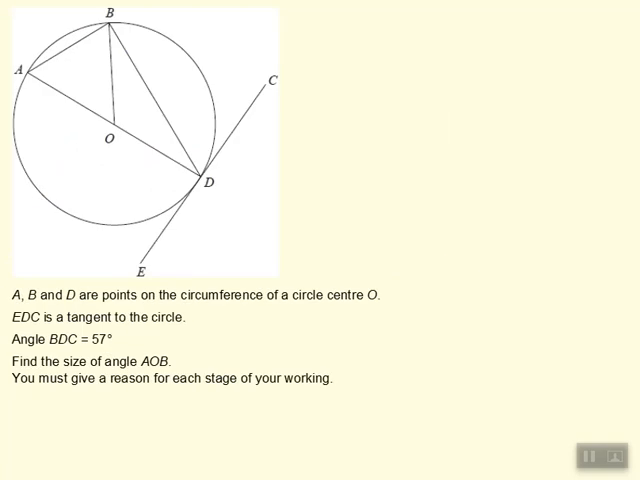Next question. Again, this one you must give a reason. So pause the video and see if you can work this one out. Okay, so the answer is 66 degrees for AOB. I'm going to show you how I did it. First of all, this is 57, and I used the alternate segment theorem to say that this angle here is also 57.